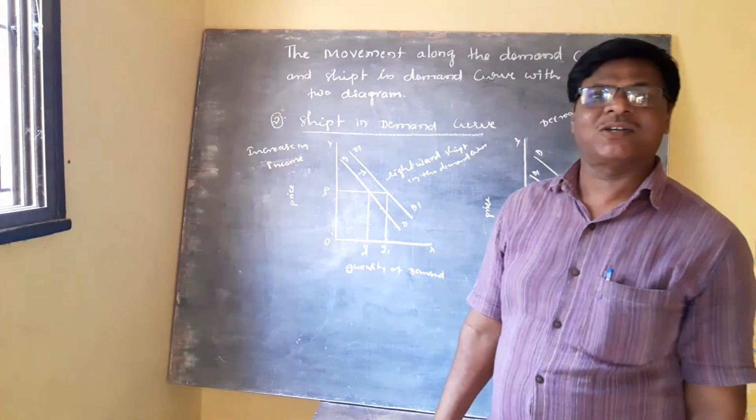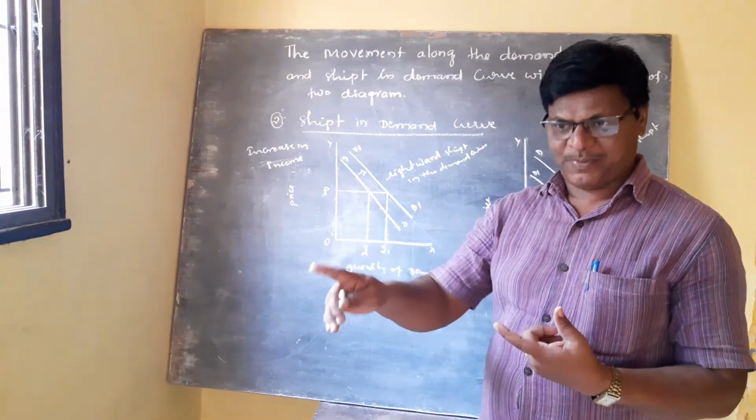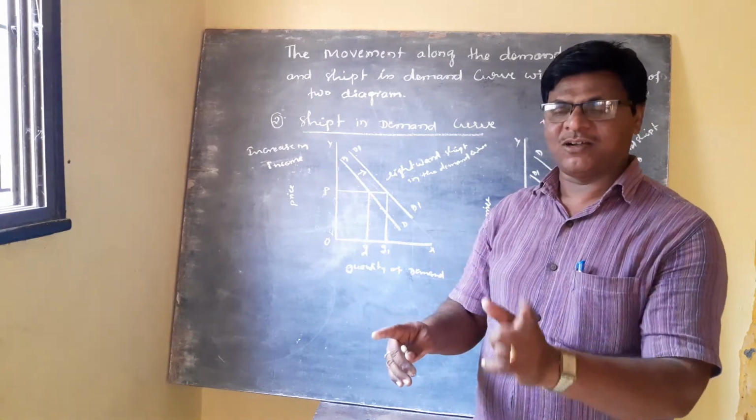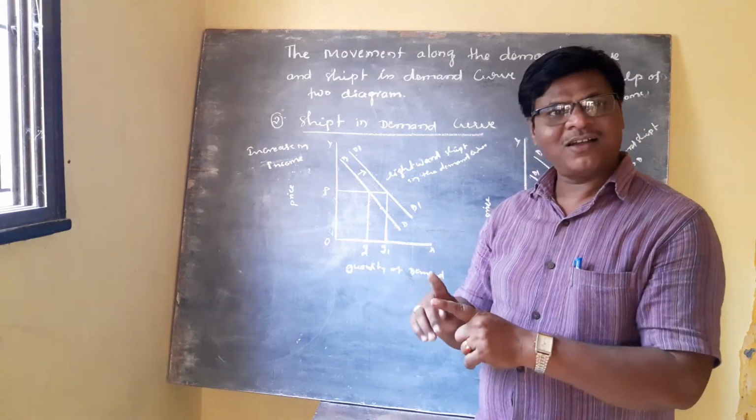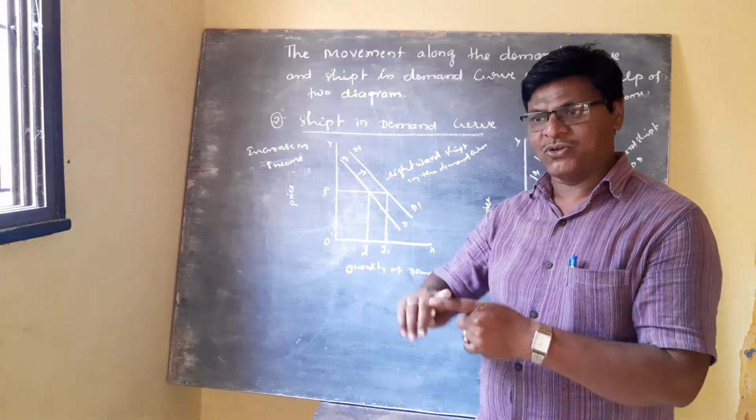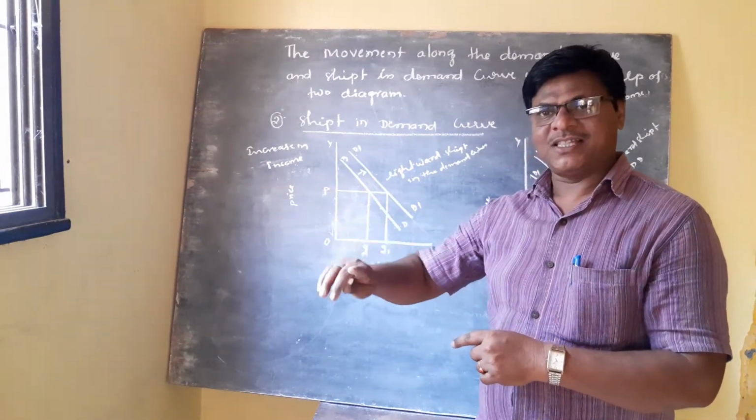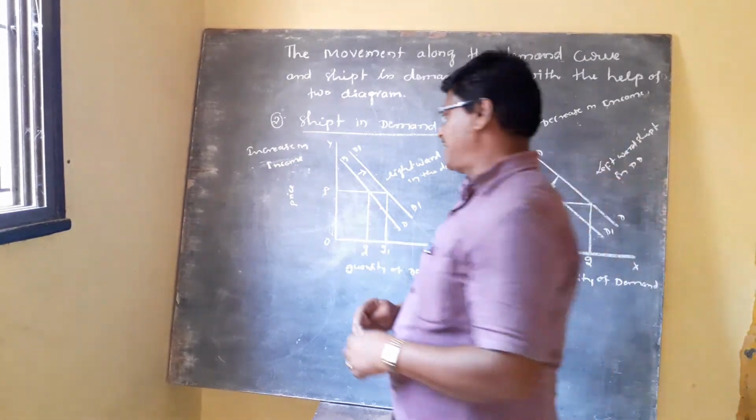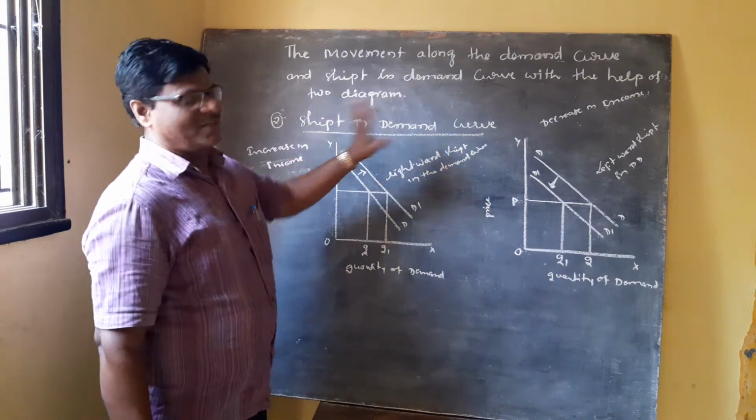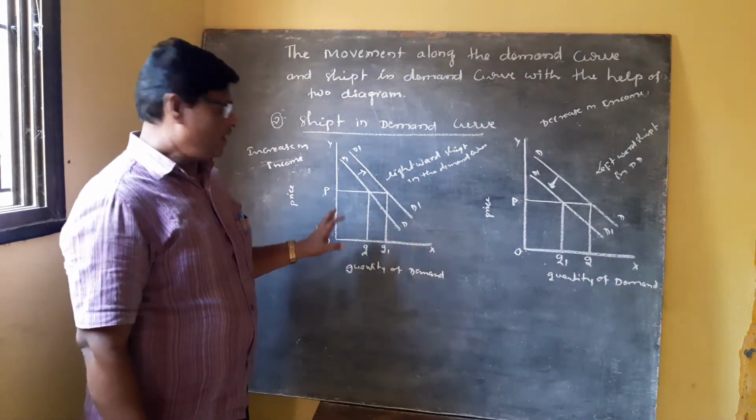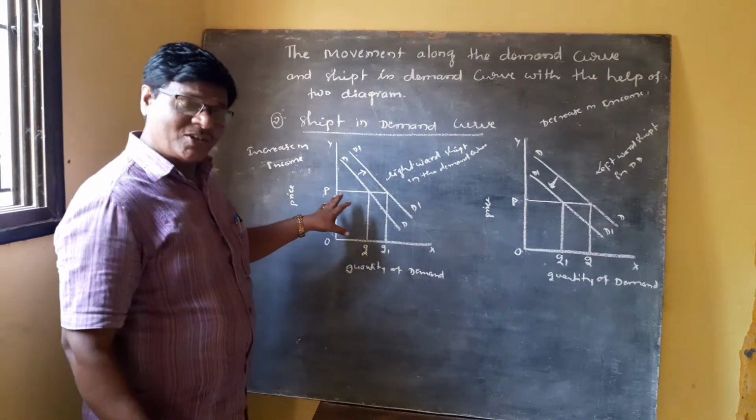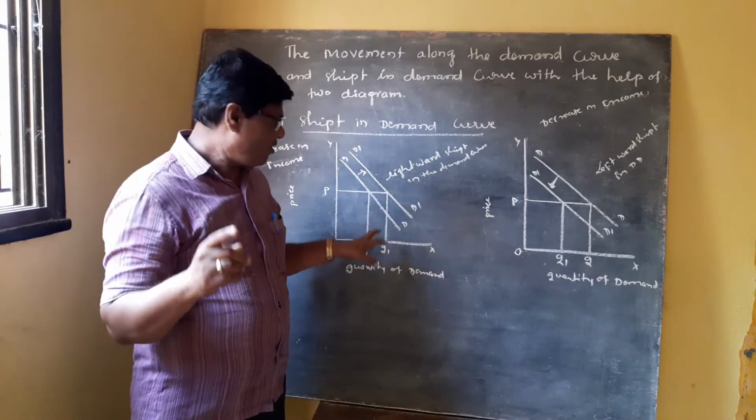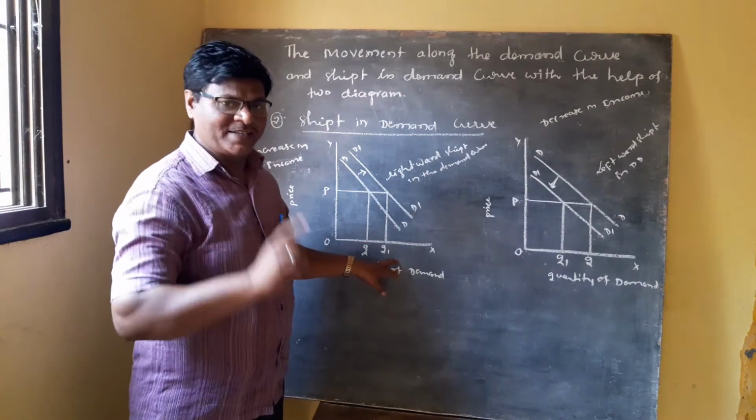When the demand curve slopes rightward, that is when the income of the consumer increases, the demand for the commodity also increases. The demand curve shifts from left to right. We can understand the shift in demand curves by these diagrams. When the income of the consumer increases, the demand for the commodity also increases.